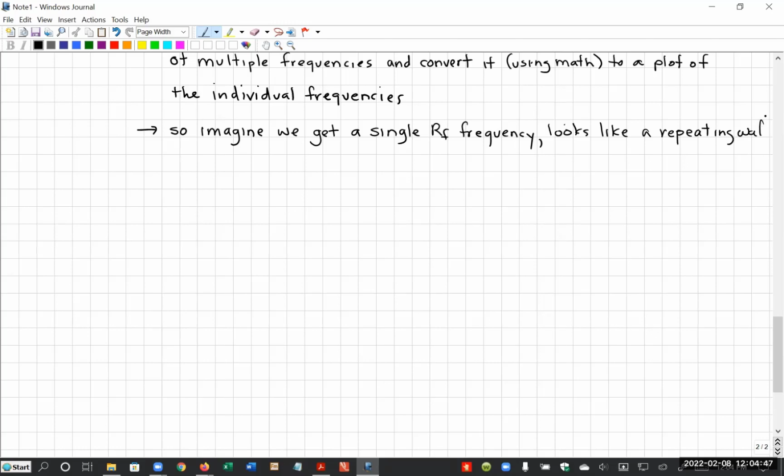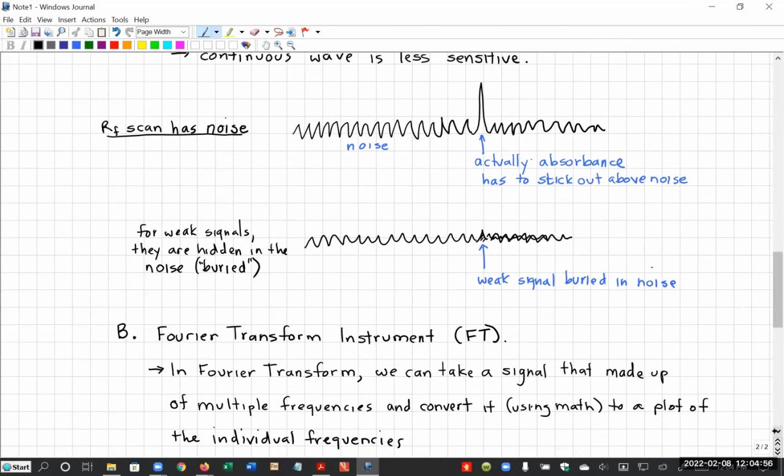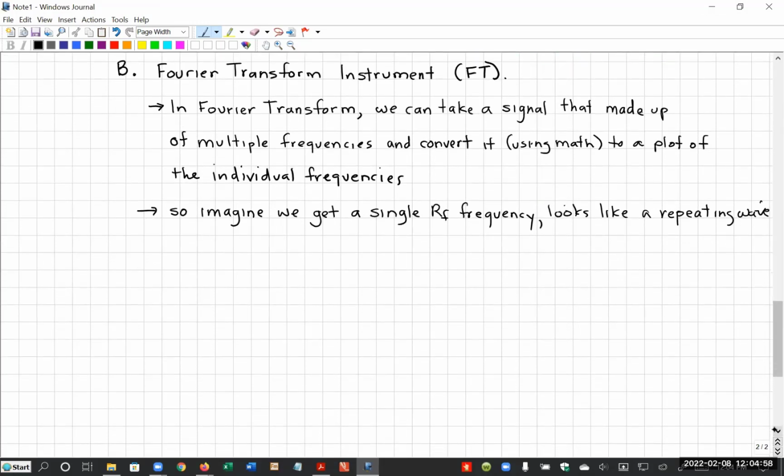Excuse me. Give me a second here. It spazzed. Why did it spaz like that? Looks like a repeating wave, okay?